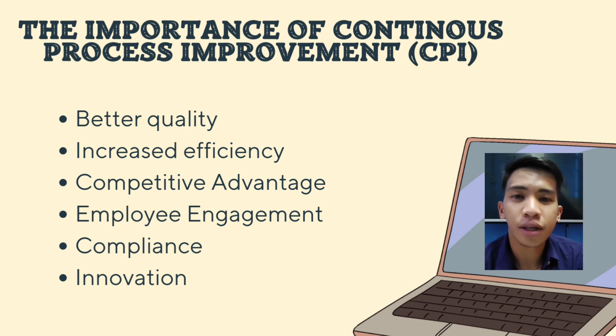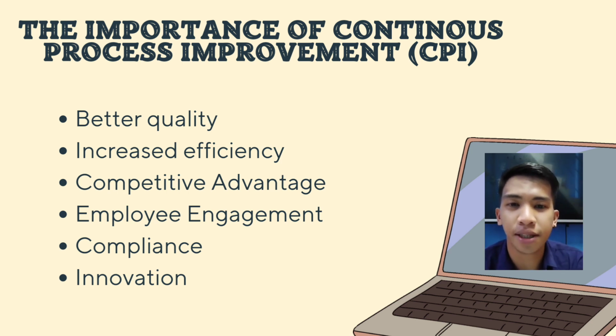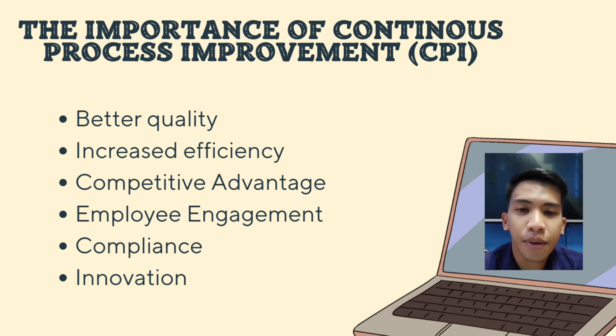The importance of continuous process improvement. Continuous process improvement is an essential approach for any organization that seeks to achieve long-term success and competitiveness. CPI or continuous process improvement refers to the ongoing effort to improve process within an organization with the aim of increasing efficiency, effectiveness, and overall performance. There are several reasons why CPI is important.